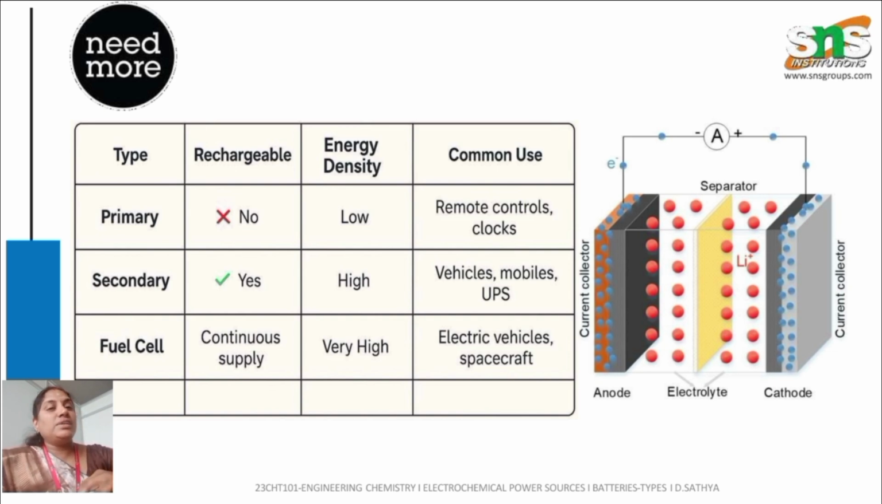So the energy density is very low in primary batteries, and high in secondary batteries. A fuel cell gives a continuous supply of fuel. For example, the hydrogen oxide fuel cell is used in spacecraft, and the energy density is also very high.